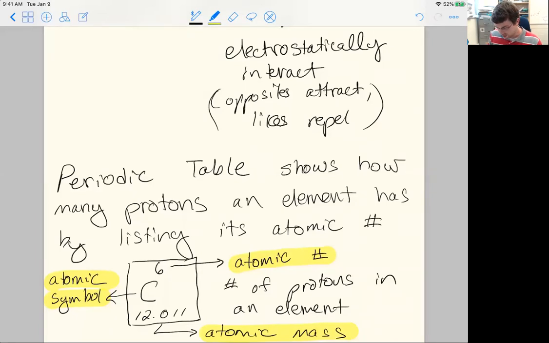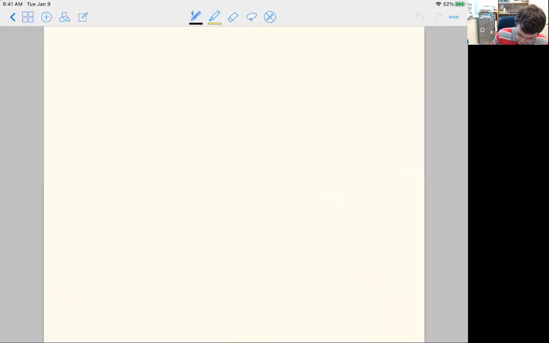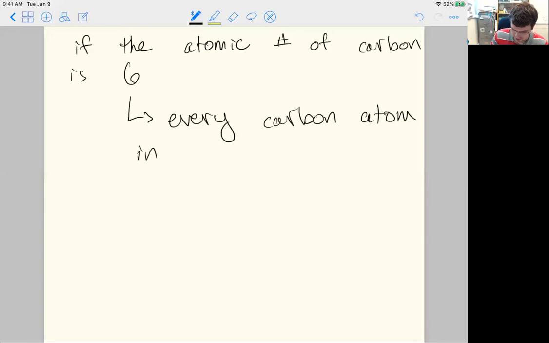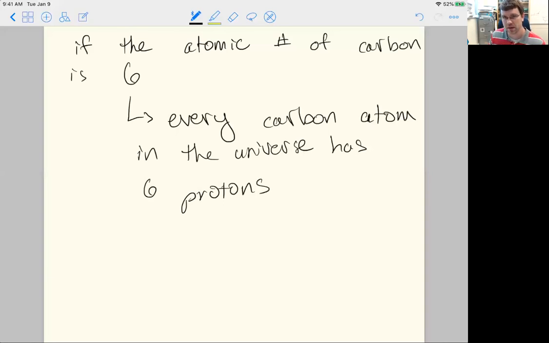It turns out that this is an important attribute of an element because it doesn't change. Let's put it this way. If the atomic number of carbon is 6, what this is saying is that every carbon atom in the universe has 6 protons. Because according to the periodic table, the atomic number, which is 6 for carbon, defines how many protons are in that particular element. So every carbon atom in the universe, not just on planet Earth or in our laboratory setting, for example, every one in the universe has 6 protons.